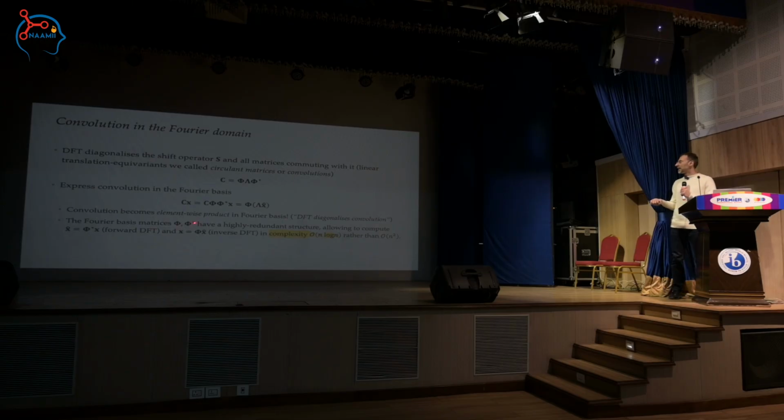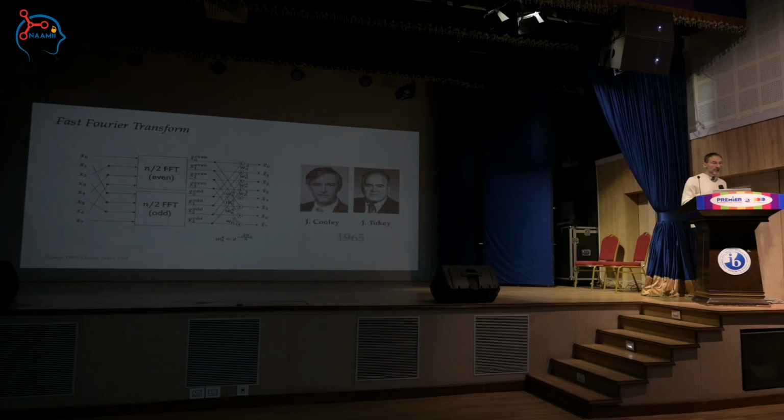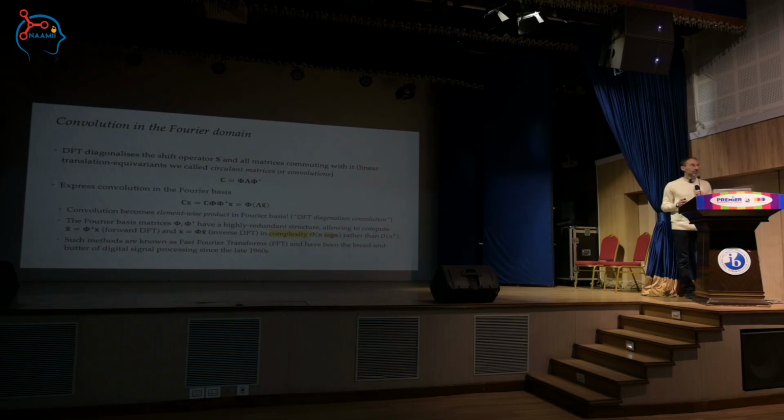And these matrices, phi and phi star, have a highly redundant structure, which allows us to compute them with lower complexity, n log n, instead of n squared operations as was typically required for dense matrix multiplication. This is possible by means of algorithms known as FFT, fast Fourier transform. They were invented in the 60s, and this is the bread and butter of modern signal processing. You find it everywhere. Any filtering from your iPhone to your TV to your stereo system, there is some piece of hardware that implements this, and this is really what makes signal processing possible.